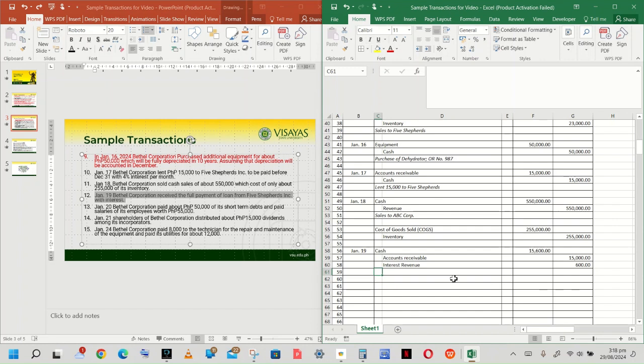So, this means 5 shepherds settled account of 5 shepherds. Okay? So, ayan, okay na yung ating January 19.